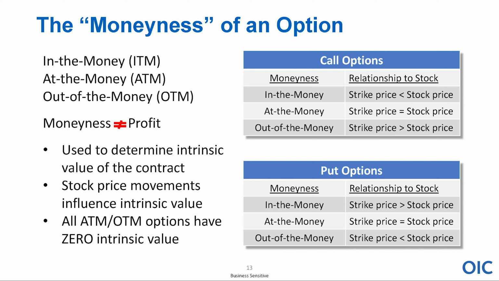But if the stock is trading at 79 and I'm thinking of doing something, either buying or selling the 85 strike price call, hey, that's out of the money, isn't it, by 6 points. The stock price is lower than the strike price by 6 points.